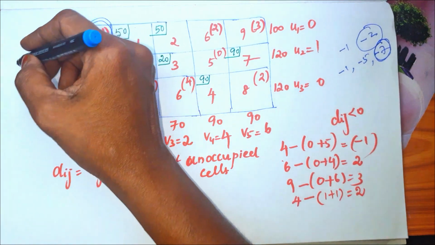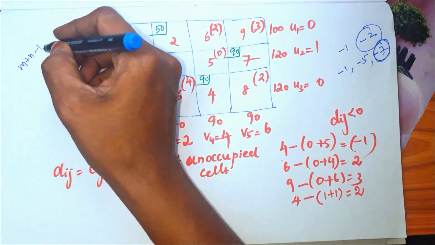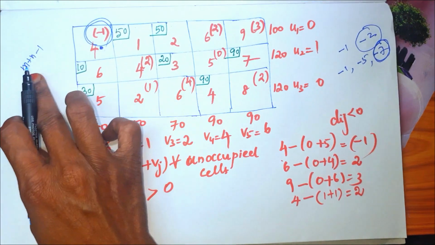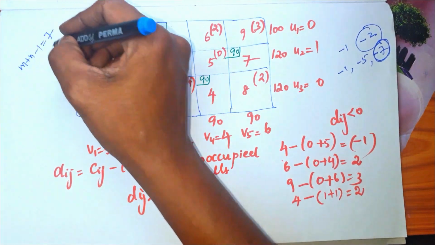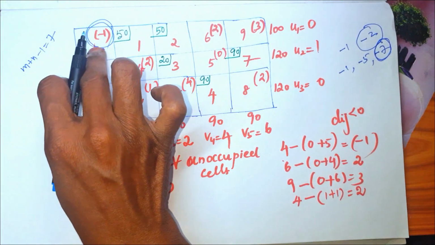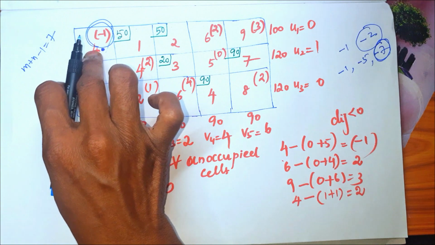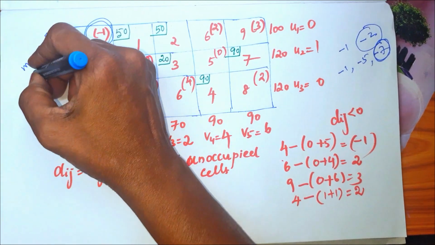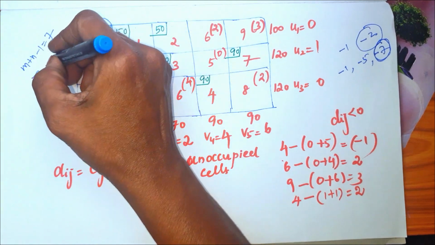Totally we have m plus n minus 1 allocations. Actually 7 are there. If you make this cell an allotted cell, newly, then we have to remove 1 from here, because we already have 7, plus 1 means 8.